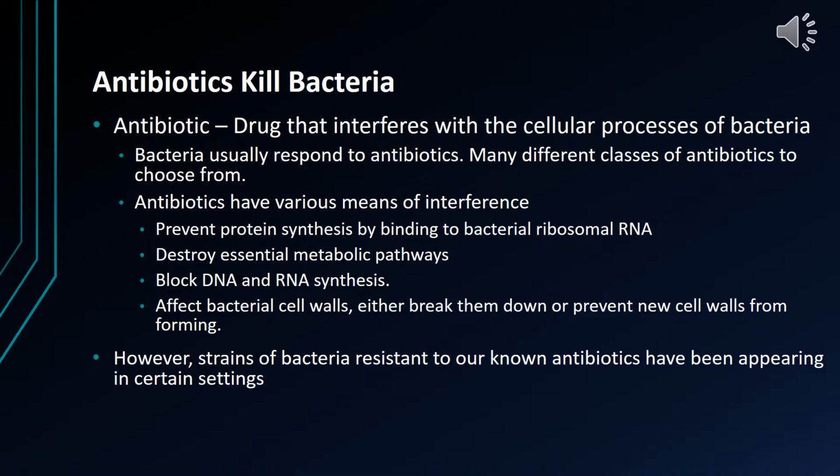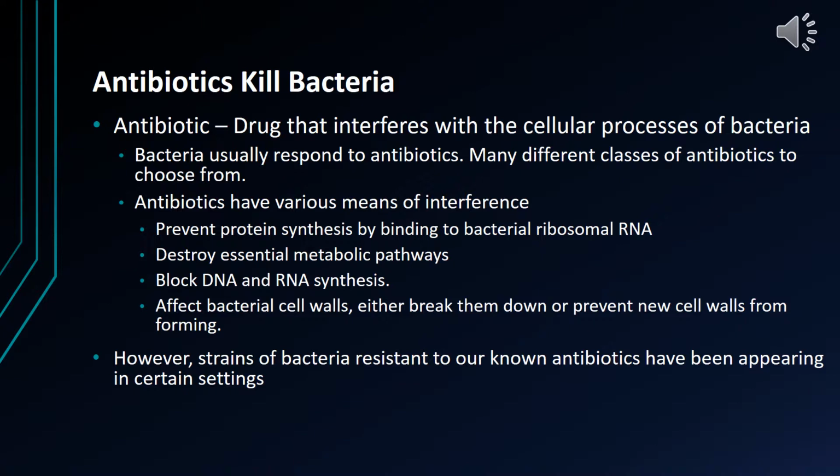There are various means by which antibiotics interfere with the cellular processes of a bacteria. They can prevent protein synthesis by binding to bacterial ribosomal RNA such that it can't be translated. They can destroy essential metabolic pathways. They can block DNA and RNA synthesis, which is going to effectively stop the bacteria from producing the proteins it needs for survival. And they can also affect bacterial cell walls, either breaking them down or preventing new cell walls from forming.